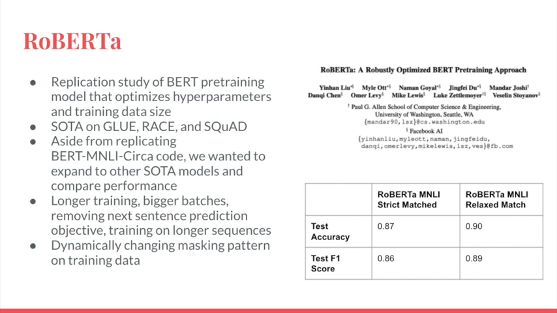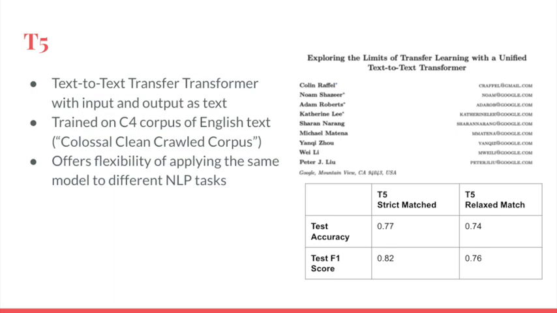The text-to-text transfer transformer, or the T5, uses text sequences as both the input and the output, which distinguishes it from other transformer-based architectures. The model was trained on the huge C4 corpus of English text, and it offers flexibility of applying the same model to different NLP tasks. However, our results did not outperform the baseline models.